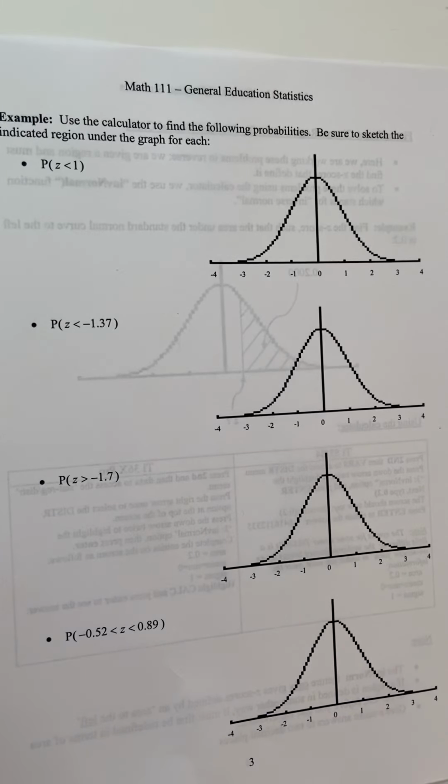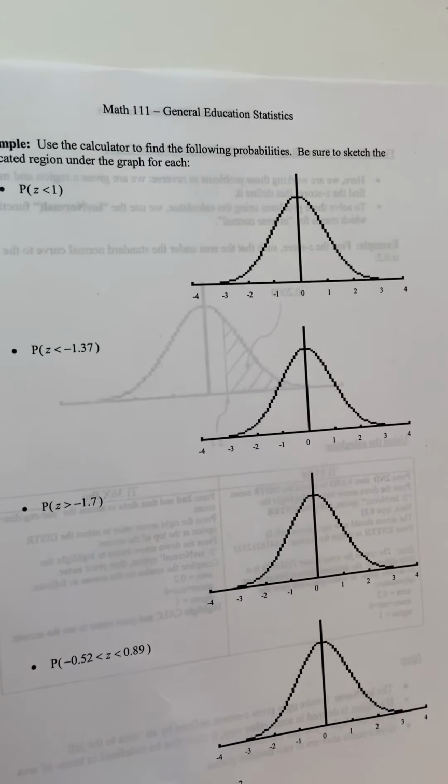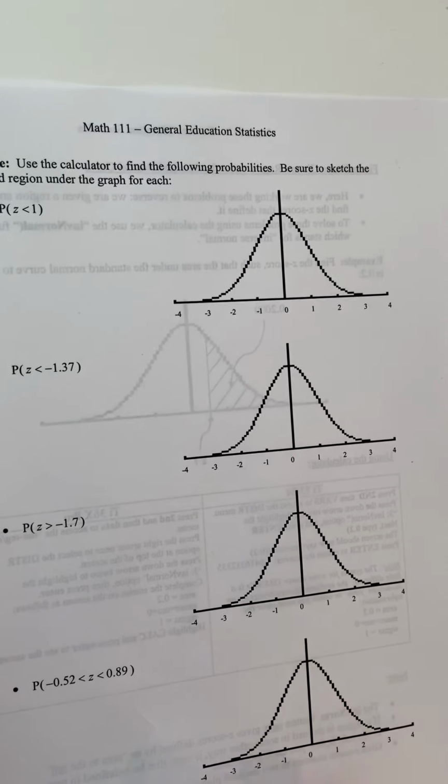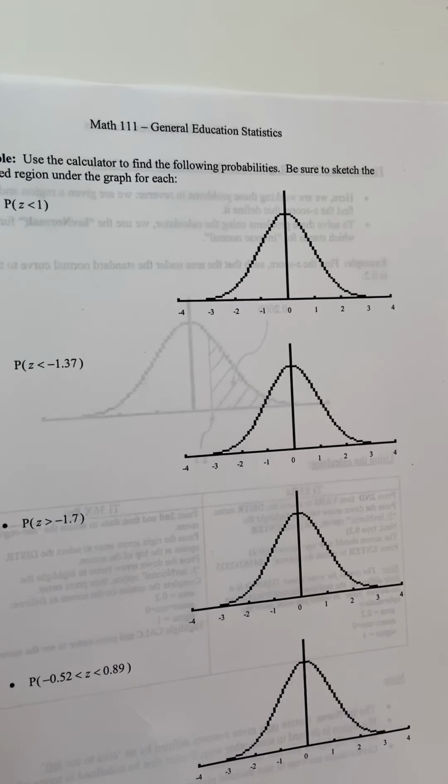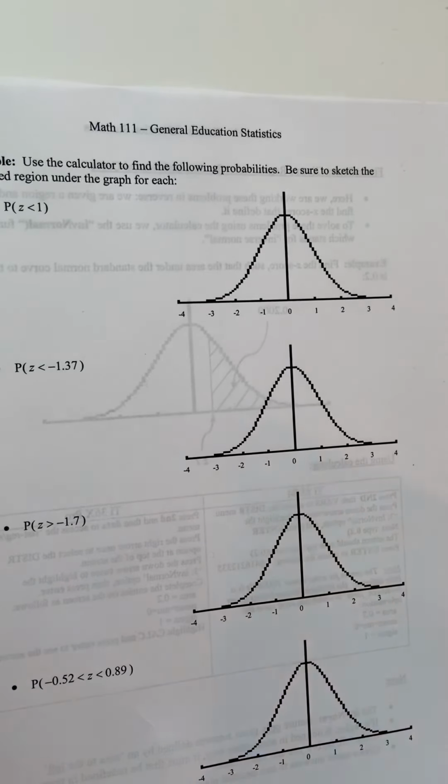Hey everybody, I've had a couple of questions about 7.2. So if you have your notes for 7.2, look at page number 3. It says use a calculator to find the following probabilities and make a sketch of the indicated region under the graph. Well, first let's talk about what these curves mean.